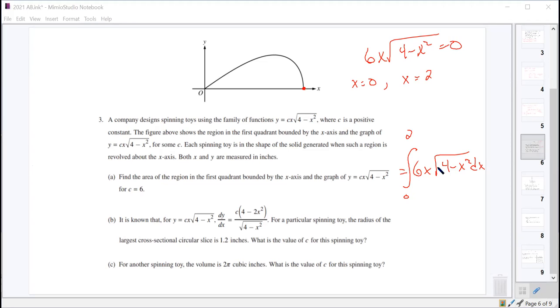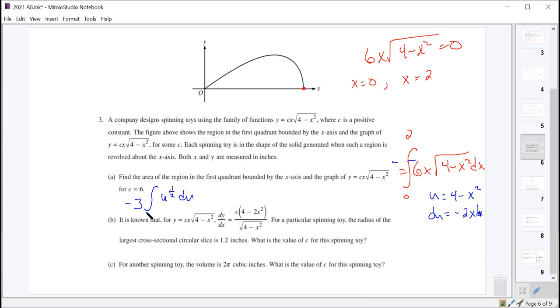How do we integrate 6x root 4 minus x squared? Let u equal 4 minus x squared. Du will be negative 2x dx. So I'm going to need a negative, which means I'm going to need another negative. I'll put a negative in here. And now I'm using 2x of this 6x to get my du. So what's left? 3. So we got negative 3 times an integral of u to the 1/2 du.